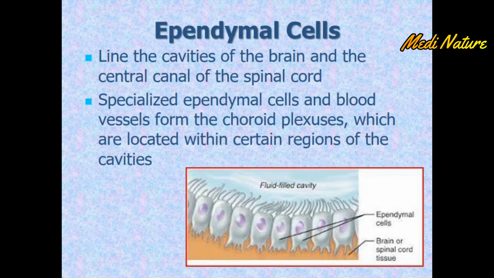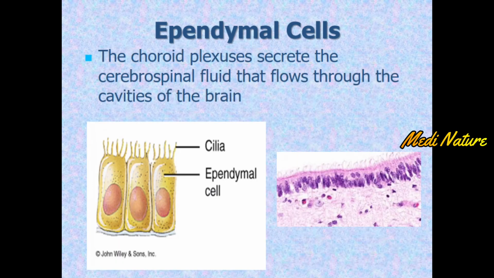The ependymal cells line the cavities of the brain and also the central canal of the spinal cord, so you can see it in the image below. These specialized ependymal cells, together with blood vessels, form the choroid plexus. They are located within certain regions of the brain cavities. The choroid plexus are the organs which secrete the cerebrospinal fluid, which flows through the cavities of the brain as well as in the central canal of the spinal cord.